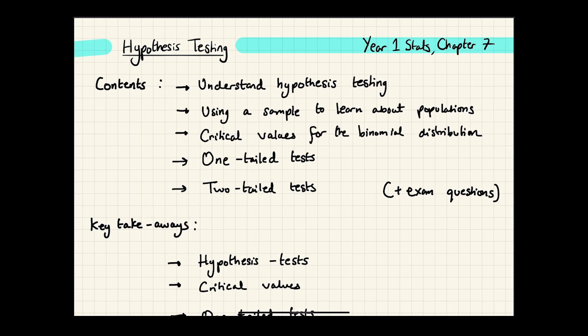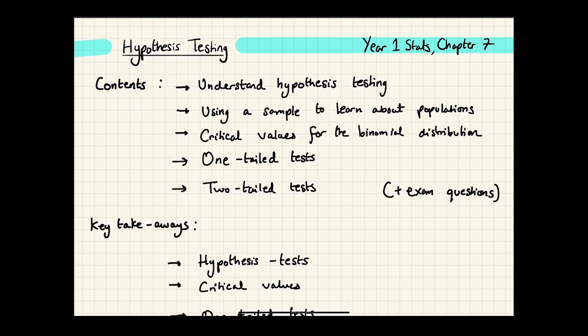Apart from that, when it comes to hypothesis testing, you need to understand what critical values are. If you've seen this topic before, I know a lot of people have some difficulty with critical values. We'll also look at two different types of tests: one-tailed tests and two-tailed tests. And we'll take a look at a few exam questions for each.